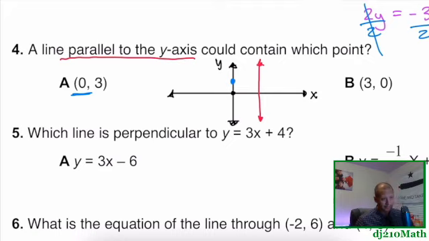Okay, that's on the y-axis. Let's look at the next one. We'll do this one in green. So 3, 0. So if I go to the right 3, let's say 1, 2, 3. And it just so happens that that's where I'm at. The red line could contain 3, 0.